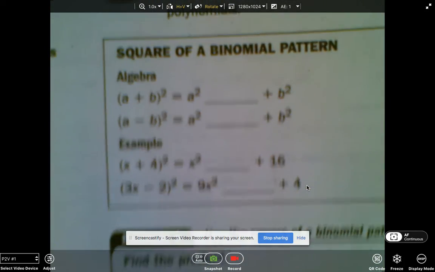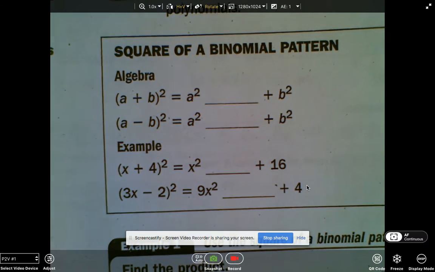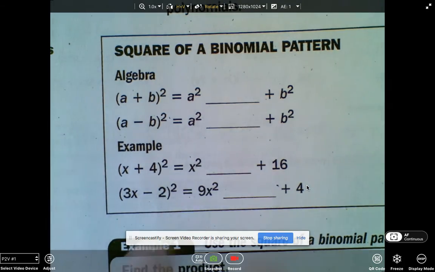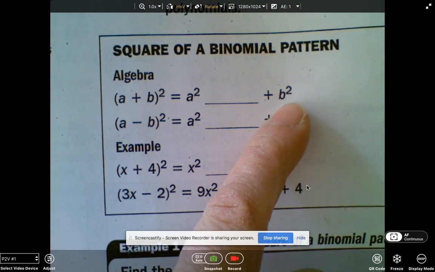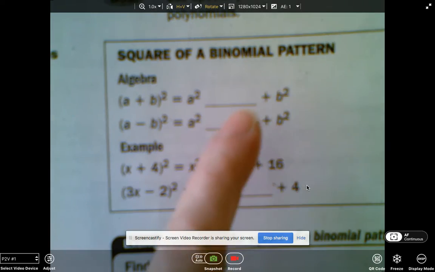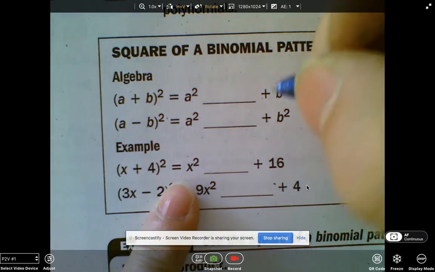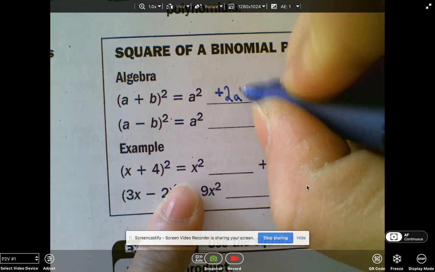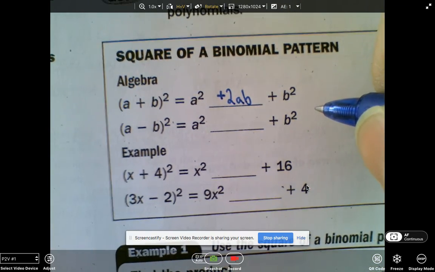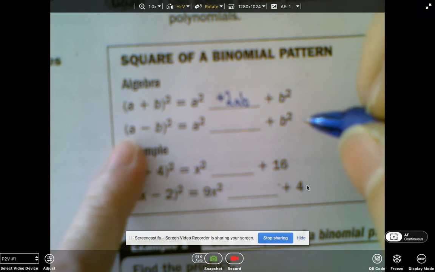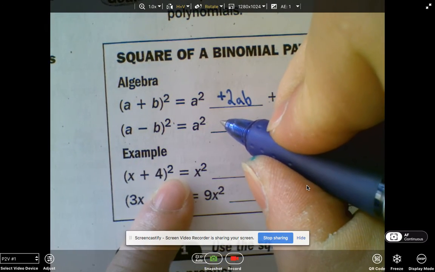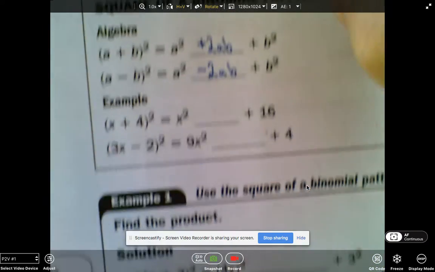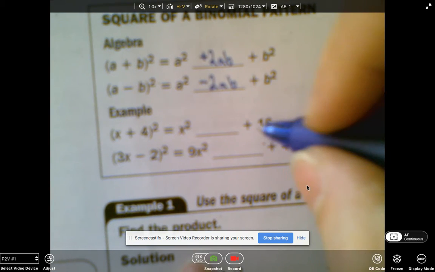So basically, if you take any binomial and square it, the way the inners and the outers work, you really are just doing a squared plus b squared, so the first term squared plus the second term squared, and then in the middle you put 2 times a times b. That'll make more sense when we do it. Same thing if it's a subtraction binomial, you would do minus 2 times a times b. It makes more sense when you plug in some numbers.